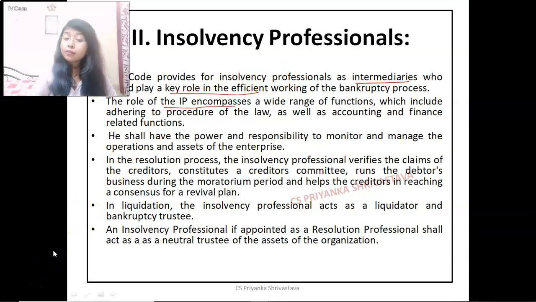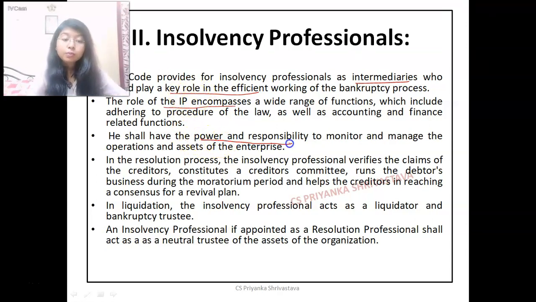So what are the functions of an IP? Basically, they ensure that the procedure of the law is being followed, and they also take care of accounting and finance related functions. They shall have the power and responsibility to monitor and manage the operation and assets of the enterprise. Which enterprise? It's the client who has hired that insolvency professional to do this insolvency resolution in their organization.